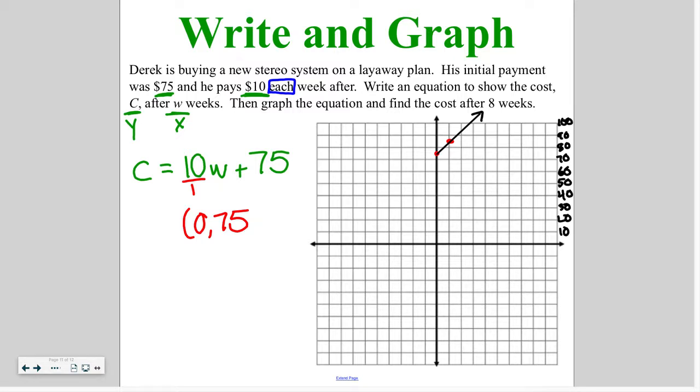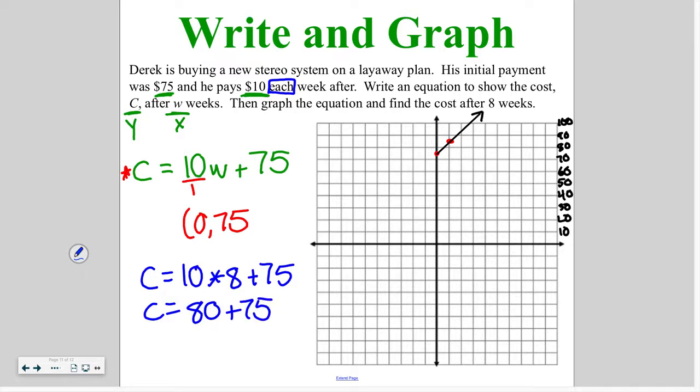Then it's asking us to find the cost after 8 weeks. So we're going to use our equation and plug in 8 for W. So we got 10 times 8 plus $75. So our cost is equal to $80 plus 75, giving us a grand total of $155.